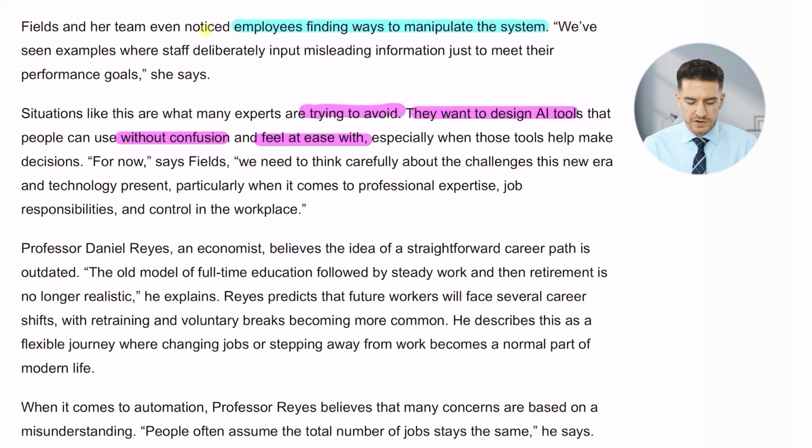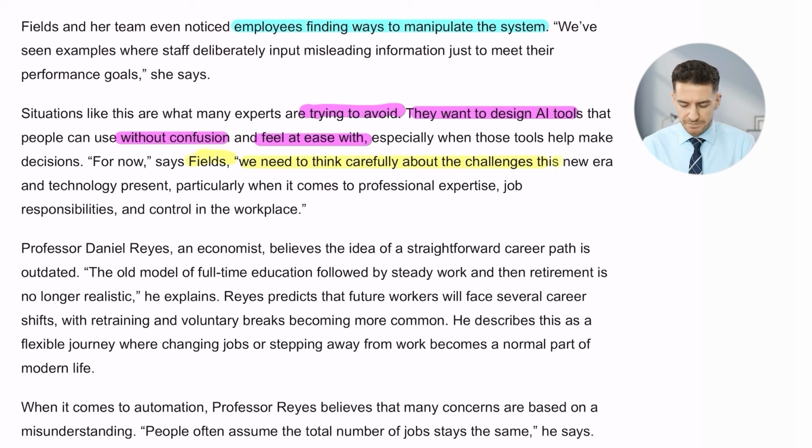Fields and her team even noticed employees finding a way to manipulate, okay, nothing important there. Situations like this, they're trying to avoid, okay. For now, Fields says we need to think carefully. Okay. If you remember, there was a question which said something like people need to think about, I can't remember what it said, the problems with AI, something like that.